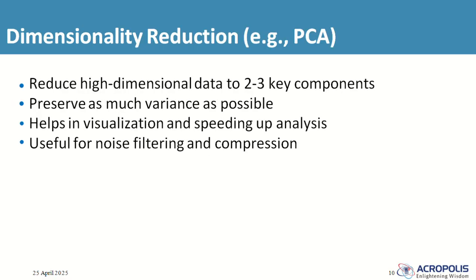Now we are going to learn about dimensionality reduction. One example is PCA, which we have seen in the previous slides. So dimensionality reduction is basically this: as a data set grows in complexity, we need ways to simplify it. One common method is principal component analysis. Basically, it reduces data to 2 to 3 components while preserving variance. It is helpful for visualization, noise filtering, and speeding up models.